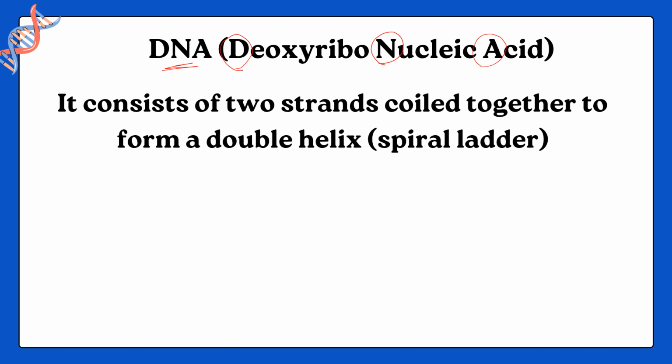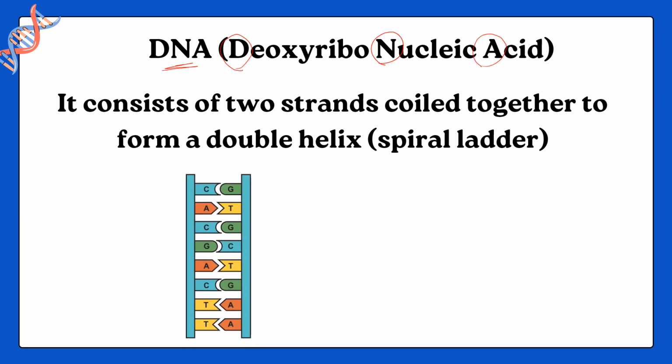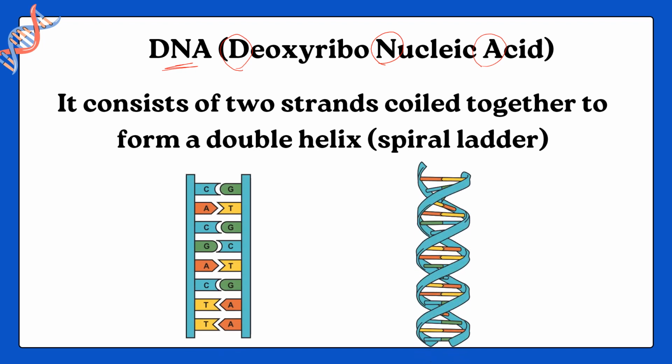DNA consists of two strands coiled together to form a double helix or spiral ladder. What does spiral ladder mean? Something like a ladder, but spiraling around itself.